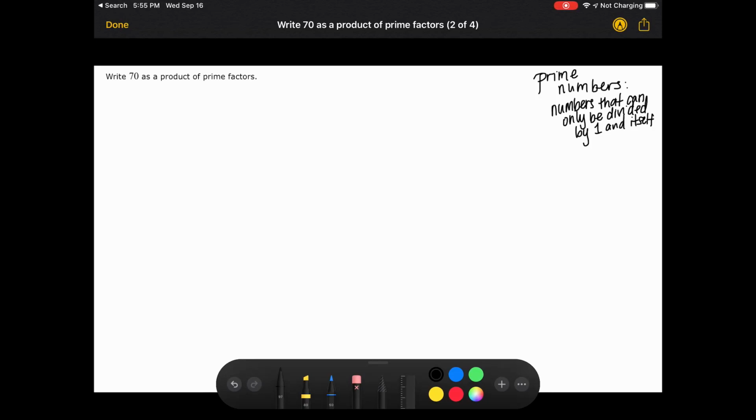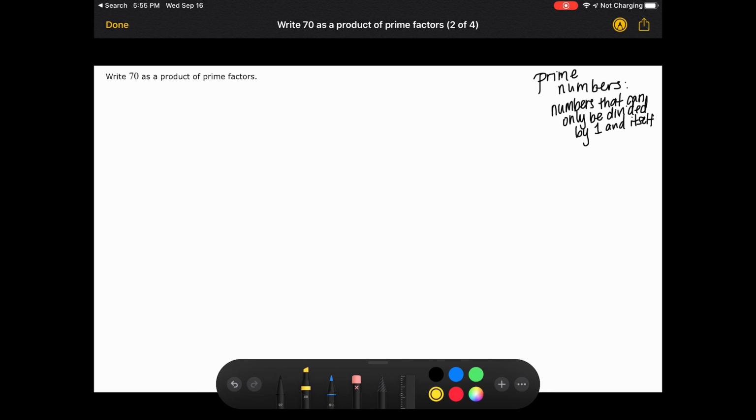All right, guys, so this question is asking you to write 70 as a product of prime numbers. So before we really get into this, I'm going to explain exactly what this means, because sometimes people look at the question and they're like, I don't know what this means, so I'm not going to try. But let's just jump into it.